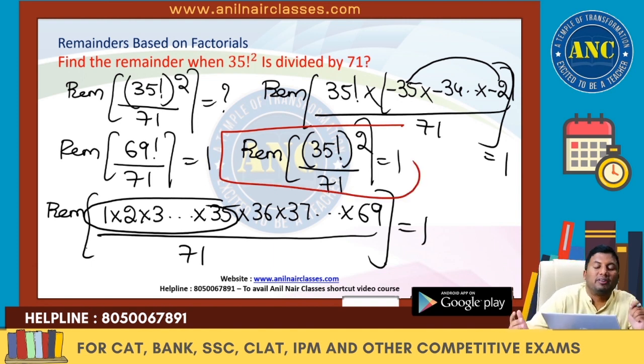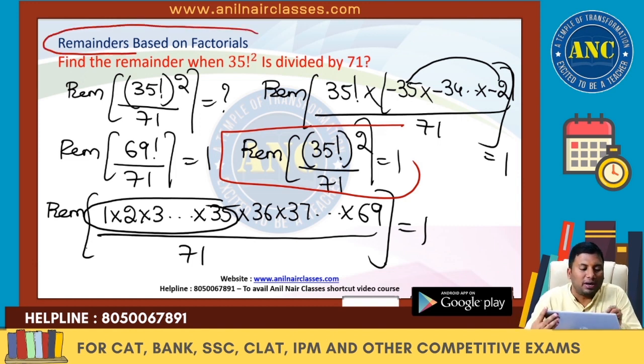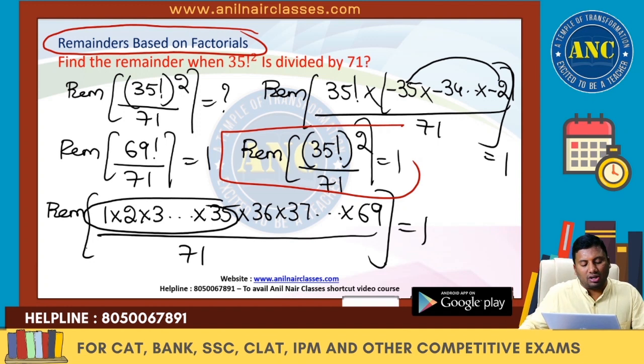The difference between this question and the previous question is, there I got an odd number of negatives. Odd number of negatives, if I multiply, I will get a negative. Even number of negatives, if I multiply, I will get a positive. Very, very quality questions. All the questions are based on remainders, based on factorials.